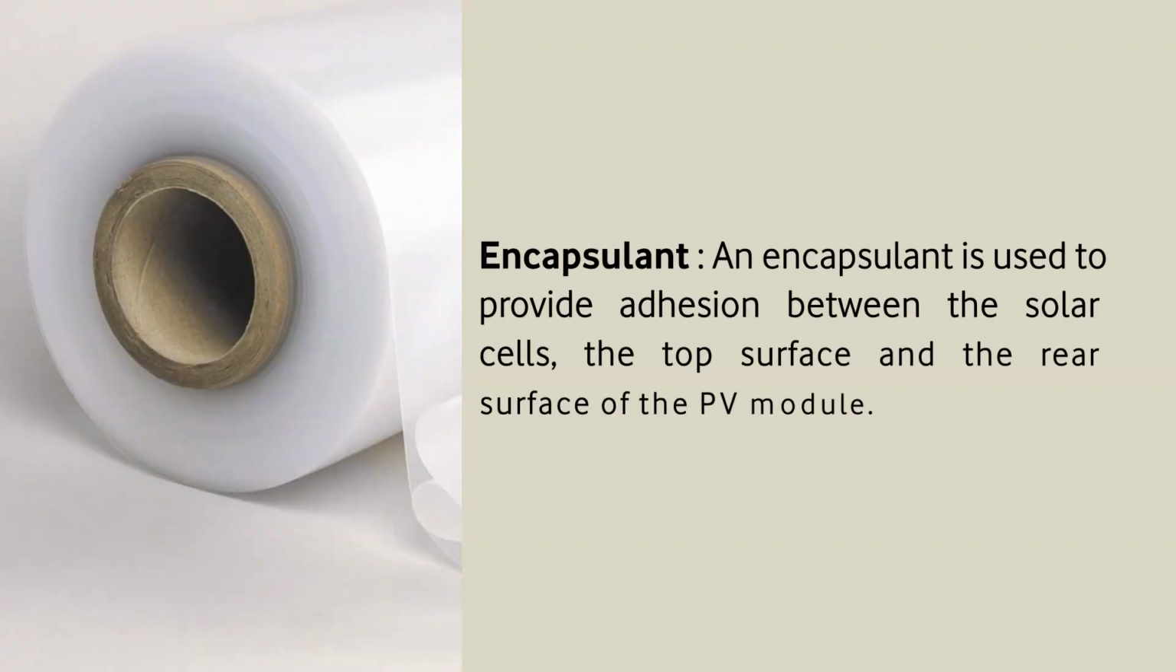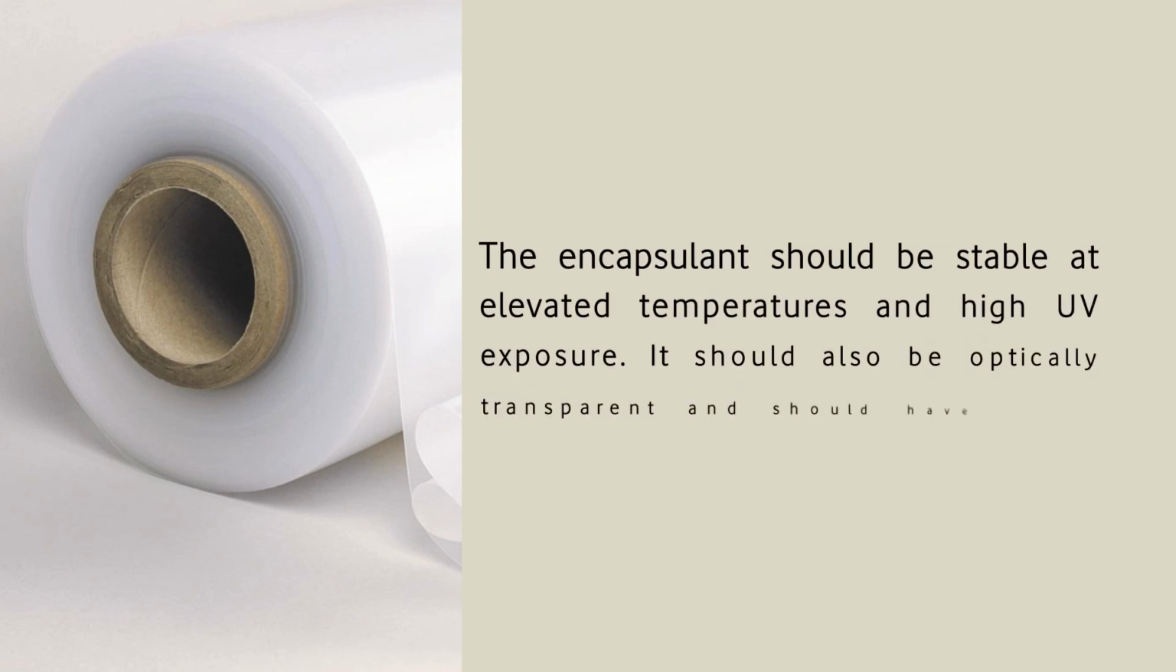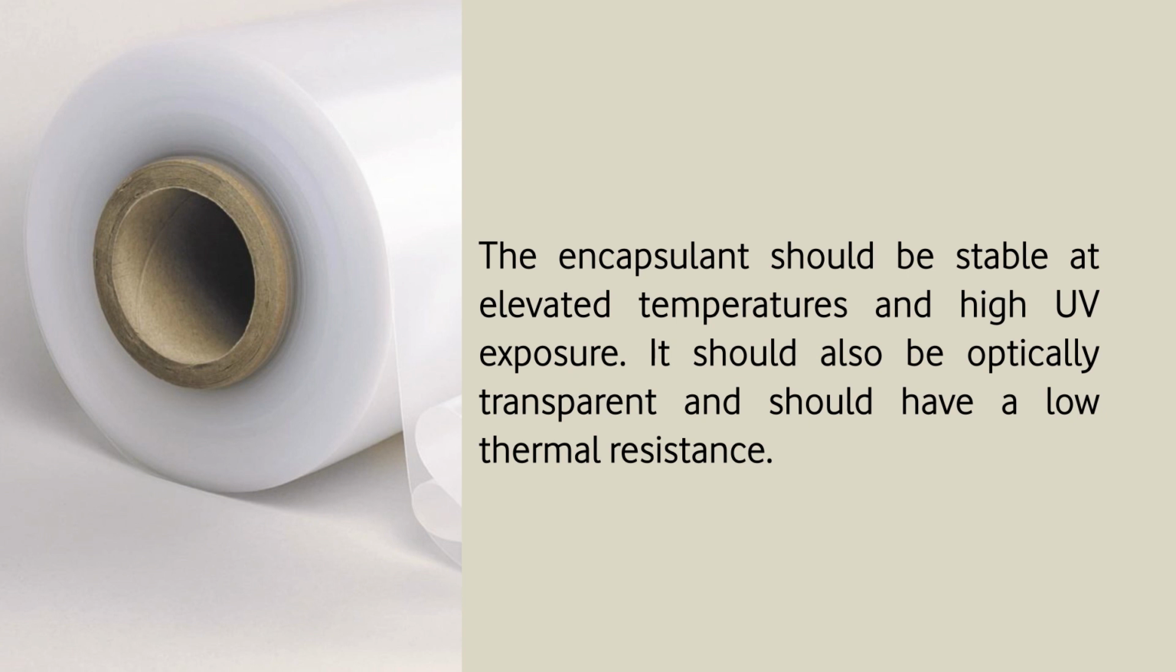Now we will see what an encapsulant is. An encapsulant is used to provide adhesion between the solar cell, the top surface and the rear surface of the PV module. The encapsulant should be stable at elevated temperature and high ultraviolet exposure. It should also be optically transparent and should have low thermal resistance.